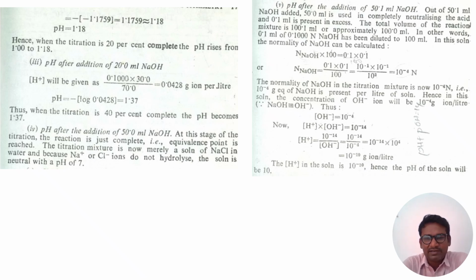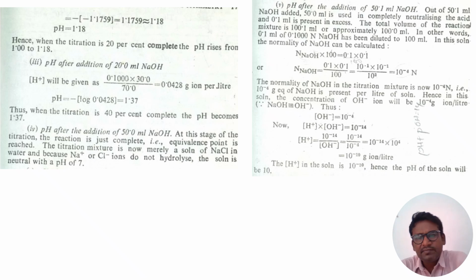Now you all wonder, because we have 50 ml of HCl and we are going to add 50 ml of NaOH. There is complete neutralization. So at this stage of titration, the reaction is just complete. That is, the equivalence point is reached. The titration mixture is now merely a solution of NaCl in water, and because Na plus and Cl minus ions do not hydrolyze, the solution is neutral with a pH of 7.